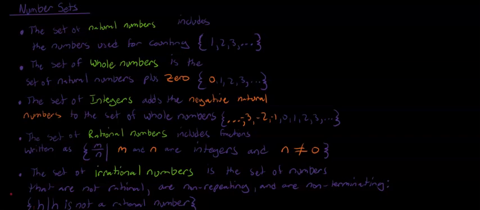After discovering the set of rational numbers, we also determined that there was a set of irrational numbers, which is just the set of numbers that are not rational, are non-repeating, and are non-terminating.